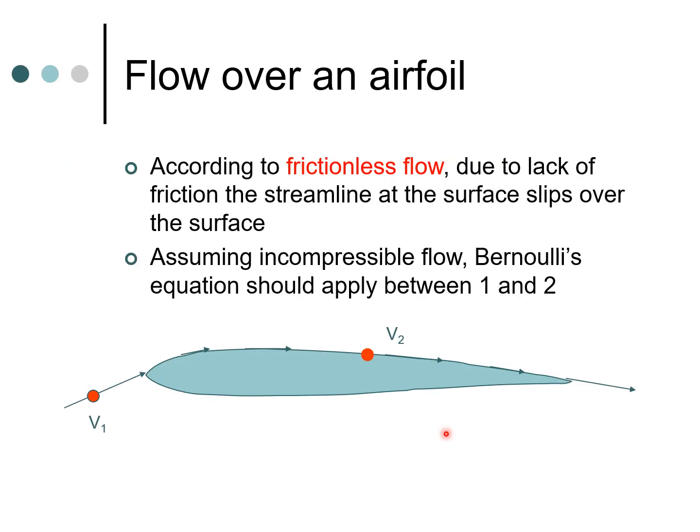Now if we go back to our frictionless flow theory, if we place an airfoil section in air, then the streamline would just slip on top of the surface. So essentially the streamline would come here, there would be a velocity v1, it would go on top of the surface, at another point, say point 2, there is the velocity v2, and then it would just go on here. Now if this was true, and we presume incompressible flow, then I should be able to use Bernoulli's equation between points 1 and 2. That should certainly be possible if we have a frictionless flow situation.